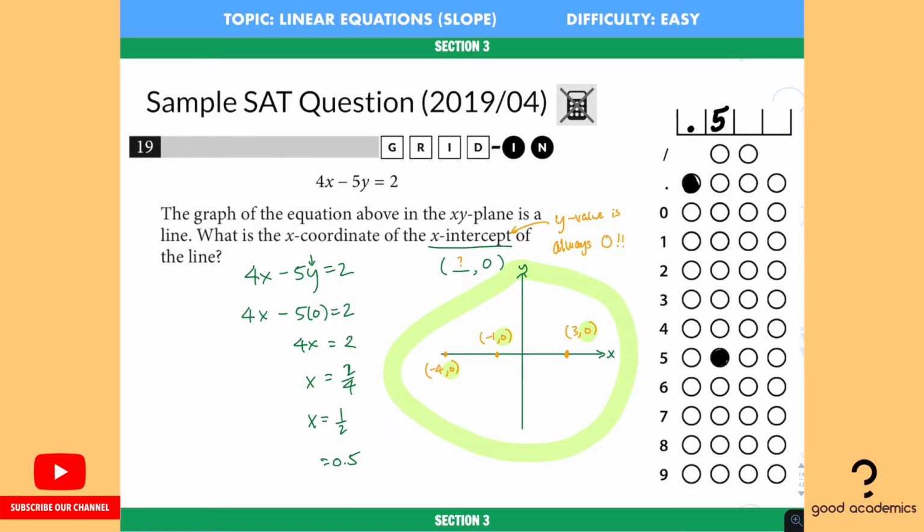So this is a very simple question, but the most important thing is, are you ready to think about the x-intercept, that the y value is always 0? That's what they want to see.